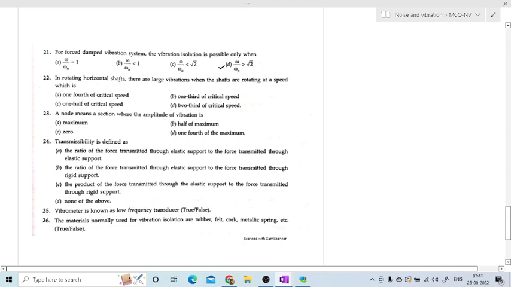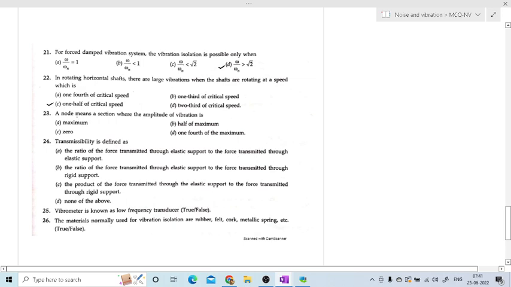In a rotating horizontal shaft there are large vibrations when the shafts are rotating at the speed. आता ह्याचं आन्सर बाळांनो जे आहे 22चं हे तुम्हाला लक्षात ठेवावं लागेल: when it is rotating with 1/2 of critical speed, then there is large vibration of shaft.